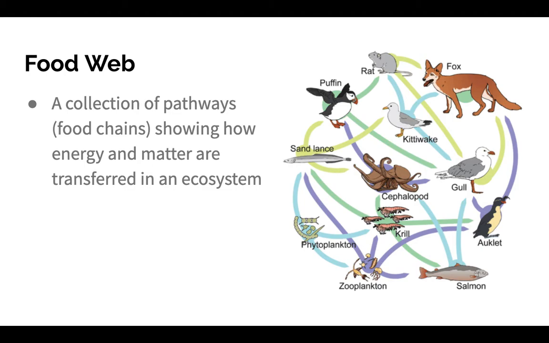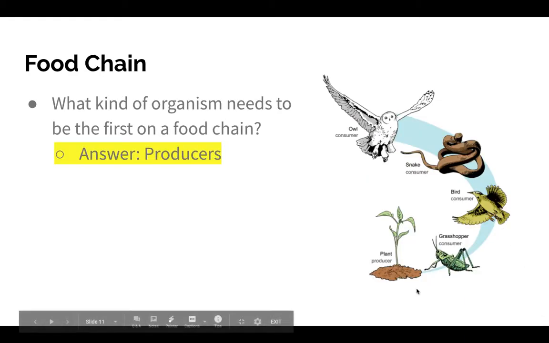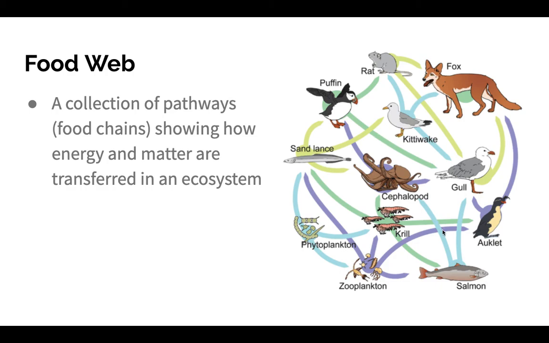Now, if we take this up a level, we get to a food web. And a food web is just a collection of pathways or a collection of food chains that show how energy and matter are transferred in a whole ecosystem. So whereas before we just had one path, plant to grasshopper, grasshopper to bird, bird to snake, snake to owl, now we have lots of options.